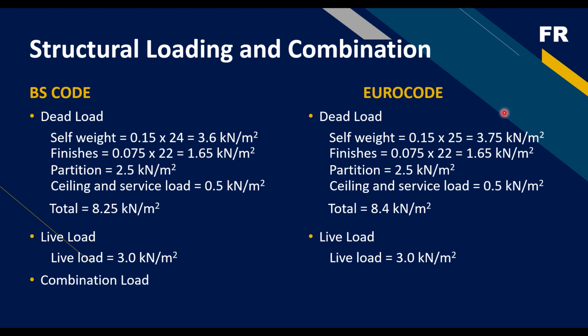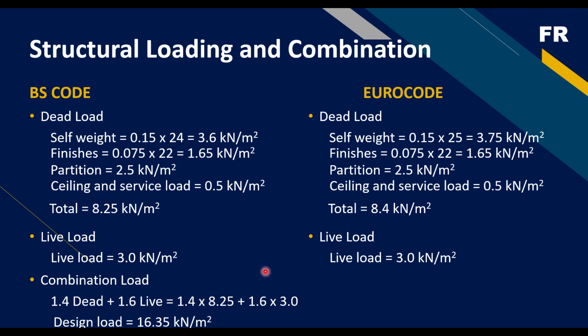So we have combinations because you have to combine the dead load and live load. Therefore, our design load, if you are using the BS code, we all know that when you have dead load and live load as the only contributing load, we apply an ultimate load of 1.4 times the dead load plus 1.6 times the live load. So substituting for dead and live, you end up with a design load of 16.35 kilonewton per meter square.